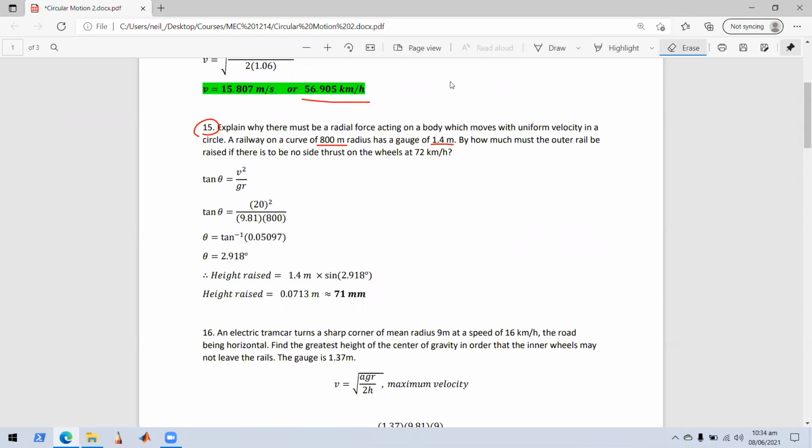If there is to be no side thrust on the wheels at 72 kilometers per hour. So we apply that formula, tan theta is equal to v squared over gr, to find the angle, okay? What do you mean by side thrust? No side thrust on the wheels. It's kind of like skidding, yeah? I got you, sir. I got you. Yeah.